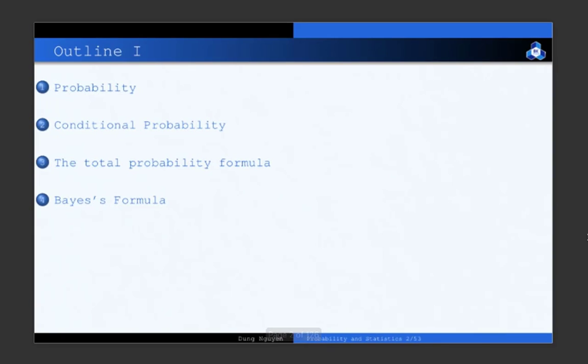Here is the outline of the talk. I'm going to talk about probability and then conditional probability. The third part is the total probability formula, and the last one will be the Bayes formula. So I'm going to start with the first part, probability.